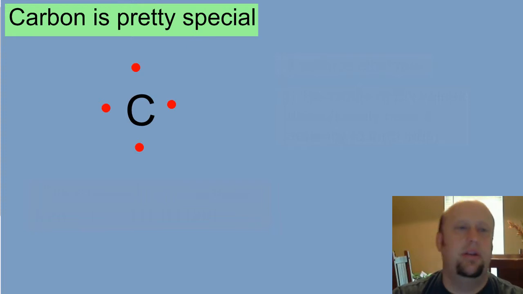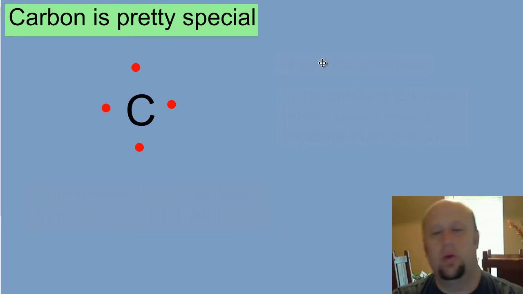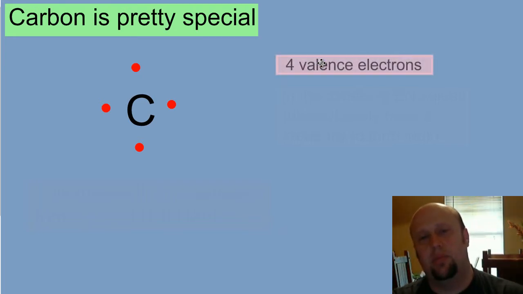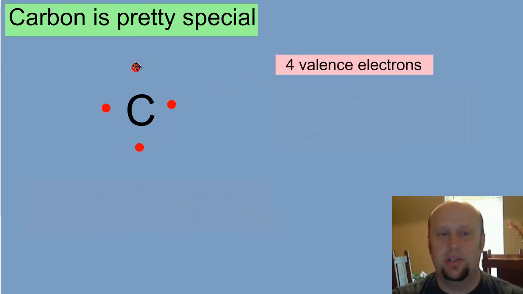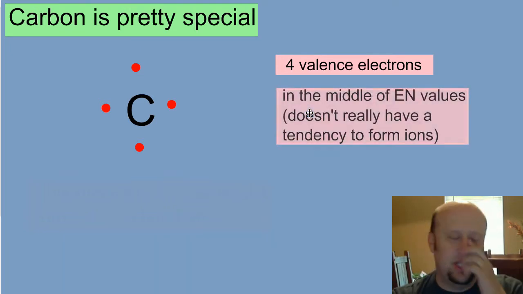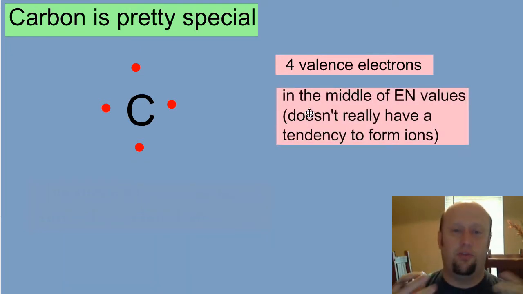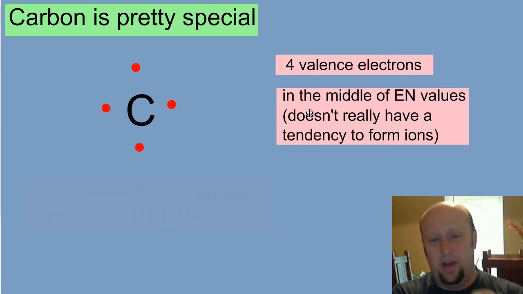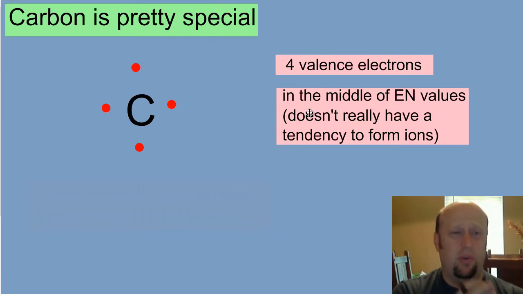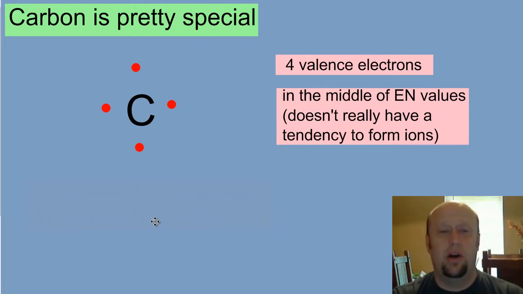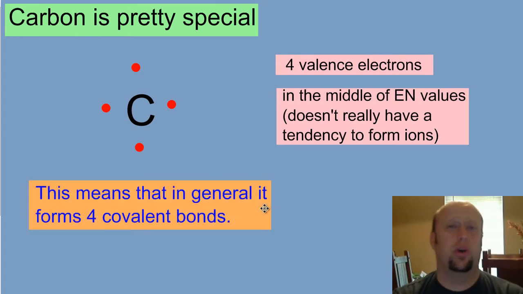So carbon, obviously organic chem, we're talking about carbon, right? Carbon is pretty special. So we're talking about covalent bonding. Carbon does covalent bonding pretty cool. It's got 4 valence electrons. You'll notice that they're all single electrons. There's no pairs there. And if you couple the fact that there are 4 valence electrons with the fact that it's kind of in the middle of electronegativity values, that means that carbon doesn't like to form ions at all. Carbon pretty much, not always, but pretty much forms covalent bonds, and it pretty much always forms 4 covalent bonds.